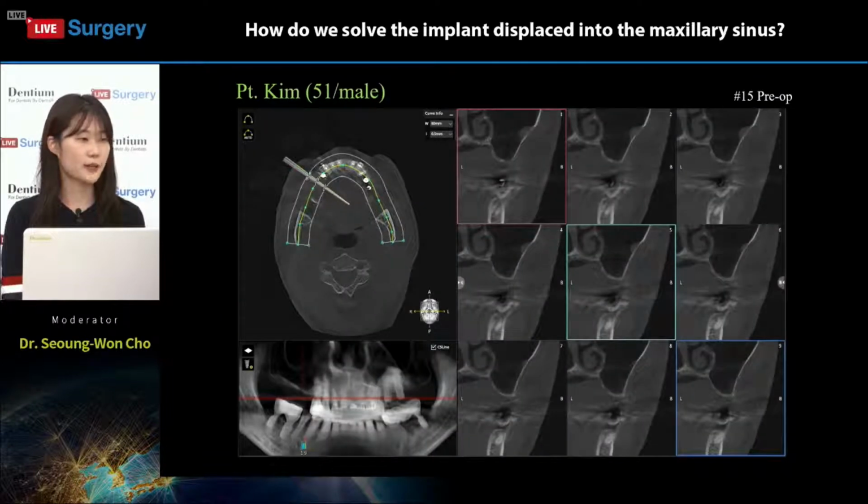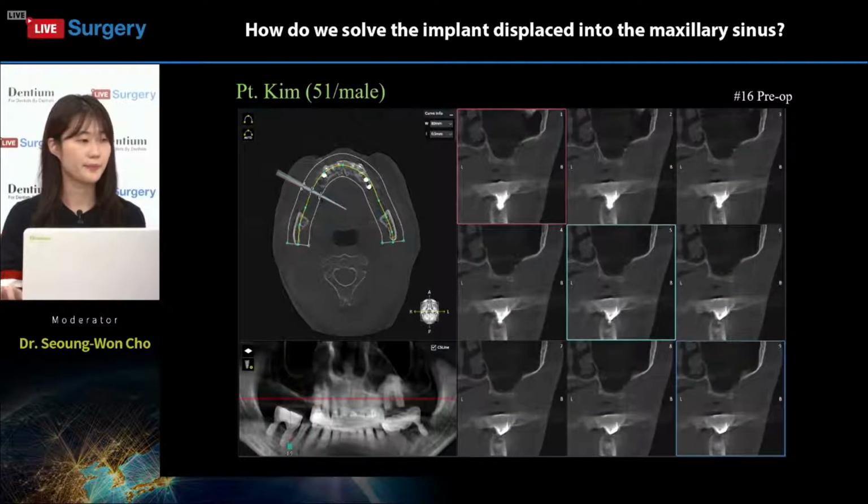These are the tomographic images of the second premolar area. You can recognize that there's very scant amount of bone around this area. And these are the tomographic images of the first molar area. A bit better than the premolar area, but this area also lacks residual bone.